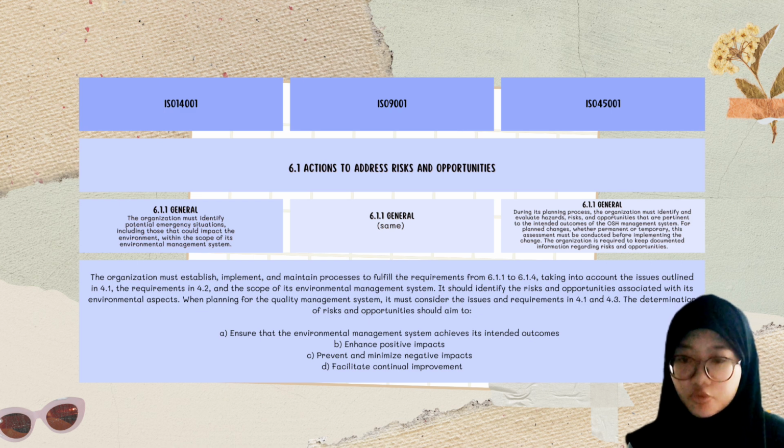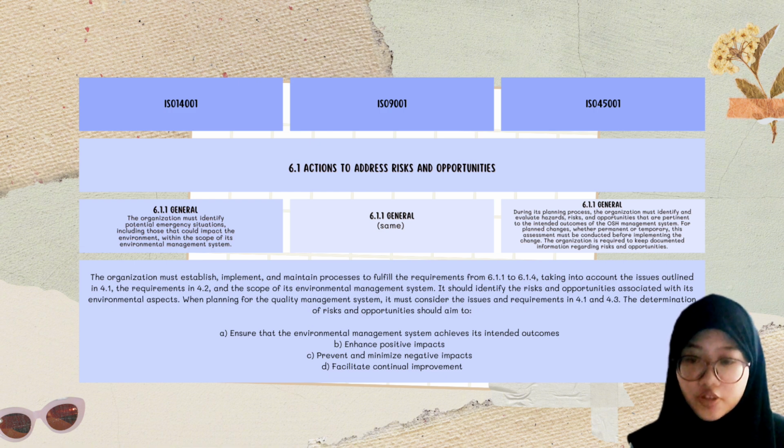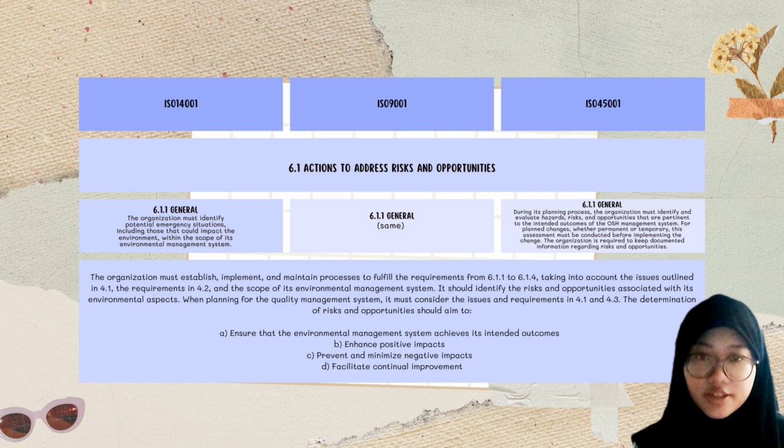For planned change, whether permanent or temporary, this assessment must be conducted before implementing the change in the organization. So it's required to keep documented information regarding risks and opportunities. As for the similarity of these ISOs, the organization must establish, implement, and maintain the process to fulfill the requirements from 6.1.1 to 6.1.4, taking into account the issues outlined in 4.1, the requirements in 4.2, and the scope of its environmental management system.